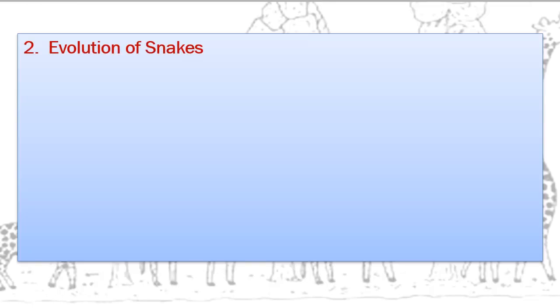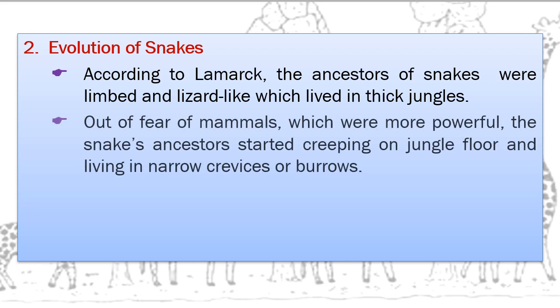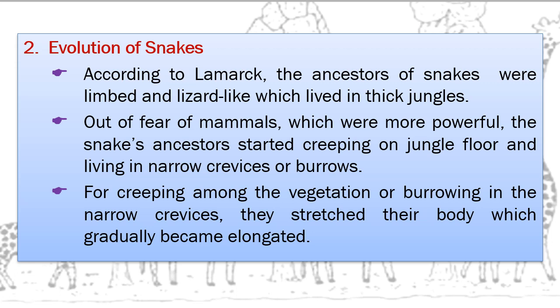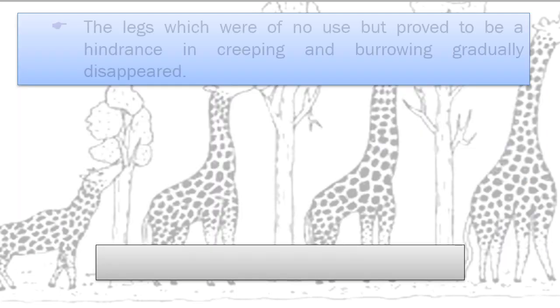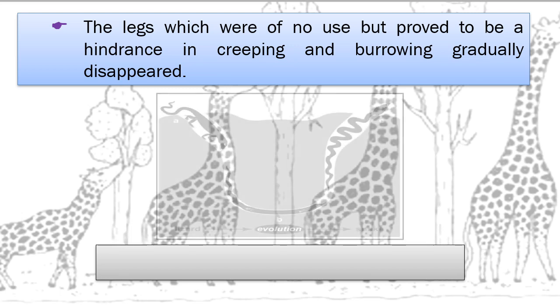The second evidence is the evolution of snakes. According to Lamarck, the ancestors of snakes were limbed and lizard-like, which lived in thick jungles. Out of fear of mammals, which were more powerful, the snake's ancestors started creeping on the jungle floor and living in narrow crevices or burrows. For creeping among the vegetation or burrowing in the narrow crevices, they stretched their body, which gradually became elongated. The legs, which were of no use but proved to be a hindrance in creeping and burrowing, gradually disappeared.